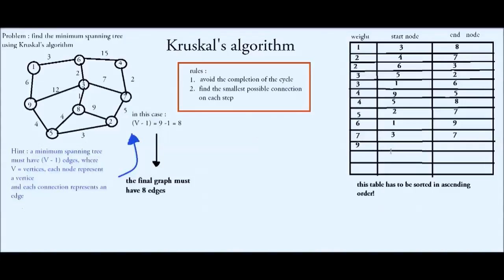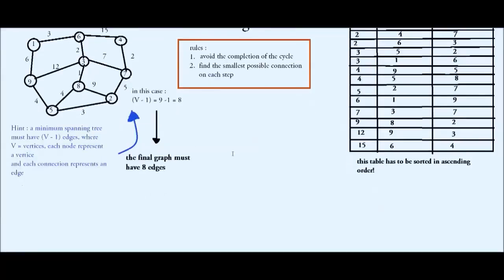9 from 8 to 1. Next cost is 12 from 9 to 3. The last one is going to be 15 from 6 to 4. And okay, we've got this complete. Now we can start with this Kruskal's algorithm real fast and finish our graph.